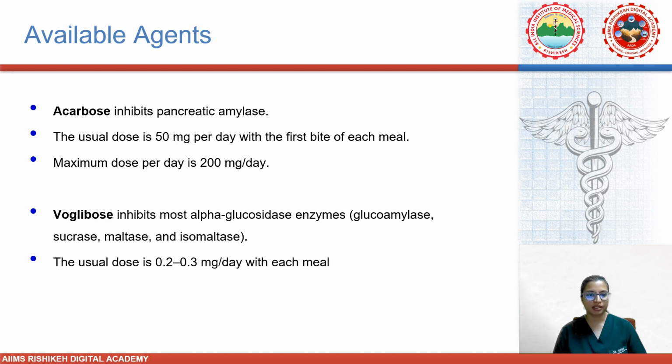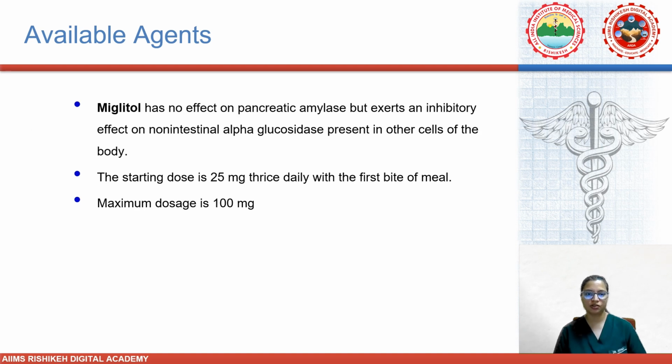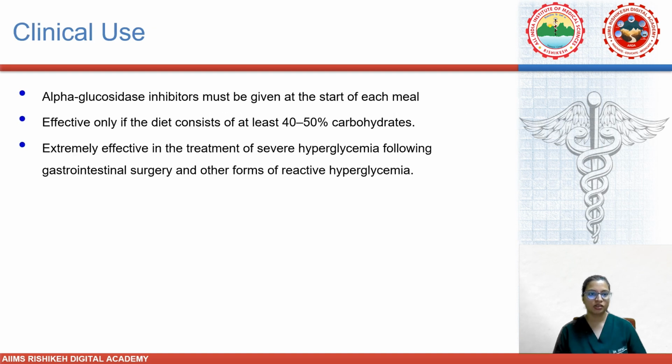Miglitol has no effect on pancreatic amylase but exerts an inhibitory effect on non-intestinal alpha-glucosidase present in other cells of the body. The starting dose is 25 mg thrice daily with the first bite of meal and the maximum dosage is 100 mg. So the clinical use, these drugs must be given at the start of each meal. They are effective only if the diet consists of at least 40 to 50% carbohydrates. They're extremely effective in the treatment of severe hyperglycemia following GI surgery and other forms of reactive hyperglycemia.